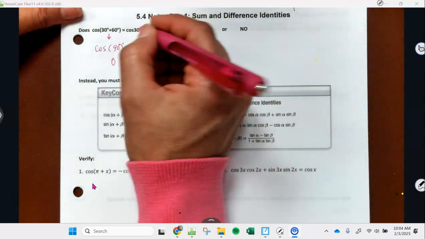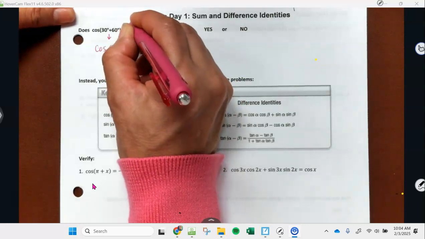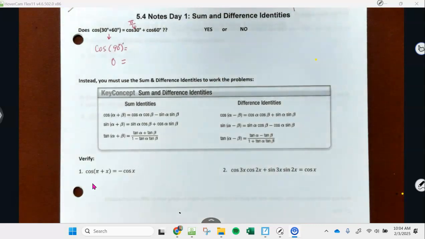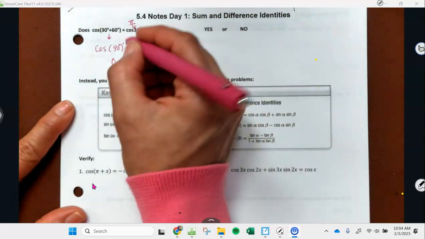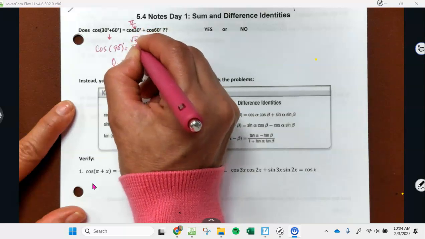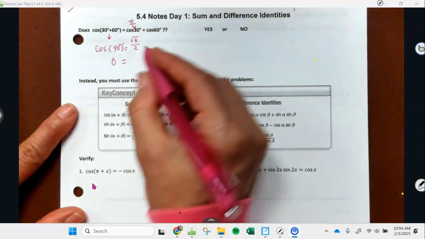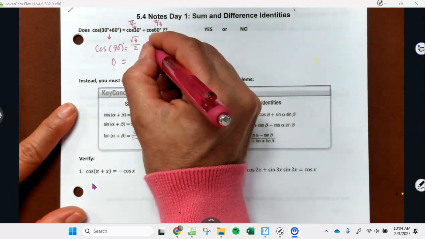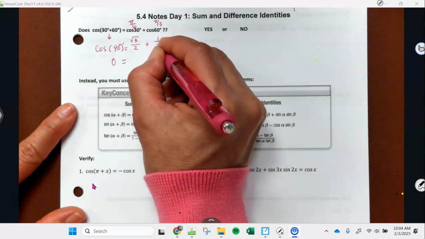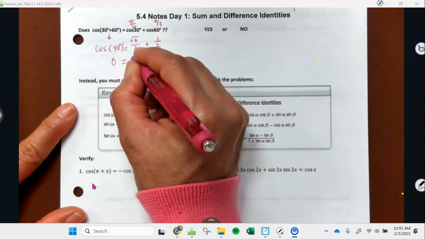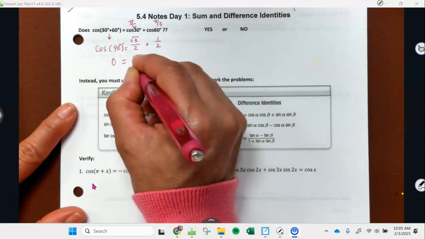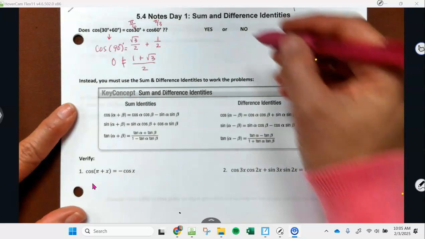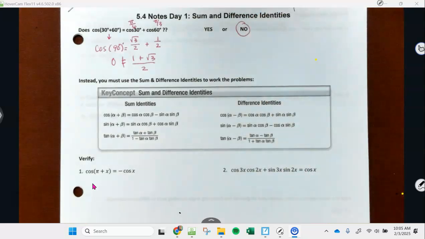So cosine of 30 degrees is the smallest angle. So cosine 30 is pi over 6. And cosine for pi over 6 is root 3 over 2. Cosine of 60, that's pi over 3. So that's going to be root 3 over 2 plus a positive 1/2. And 1 plus root 3 over 2, that of course does not equal 0. So no, that is not the same thing.